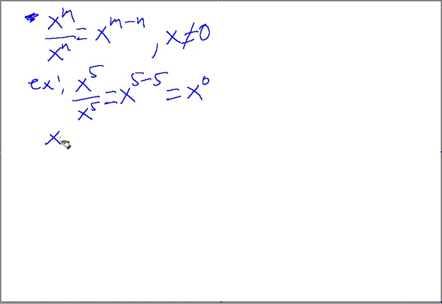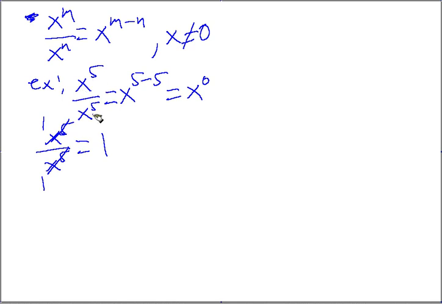Now let me also do it differently, because you may also observe that x to the 5th divided by x to the 5th, well, that means what? It's the same quantity divided by itself. So if any number divided by itself is going to cancel out, right? So I just have what? 1 left over. Okay? So I perform the same calculation here.